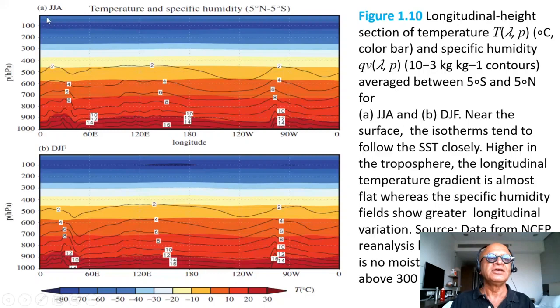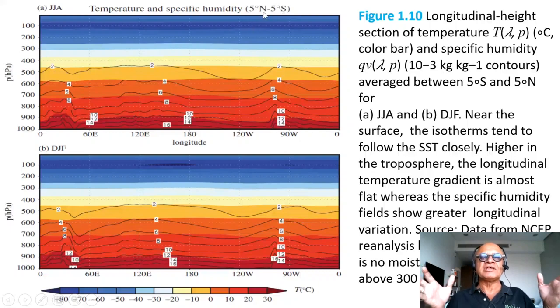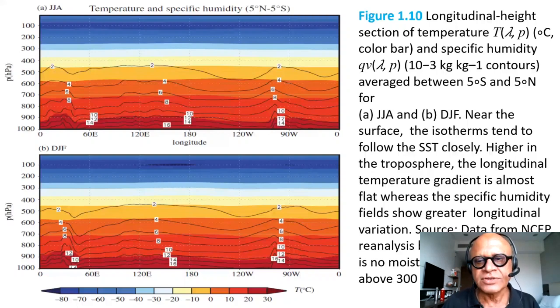This is looking at June, July, August, December, January, February temperatures and specific humidities. No big surprise there, except now we are looking at the zonal section averaged over 5 north and 5 south. Typically, this is what is done when you want to look at equatorial features or deep tropical features. So these are longitude height sections now, and this is looking at specific humidity as well as temperature.